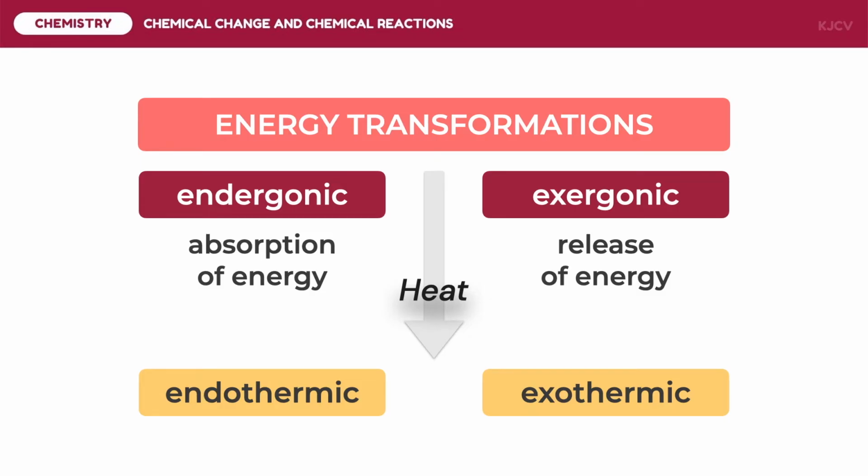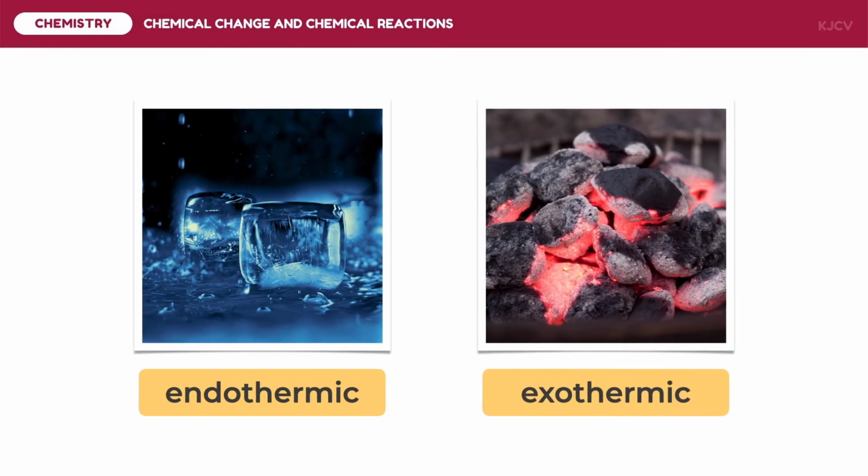Endothermic reactions require heat to proceed. On the other hand, exothermic reactions give off heat as they proceed. For example, melting ice, although not a chemical change, still involves energy transformation. This is because energy transformations are present in both physical and chemical changes.